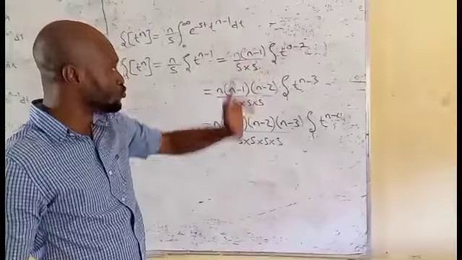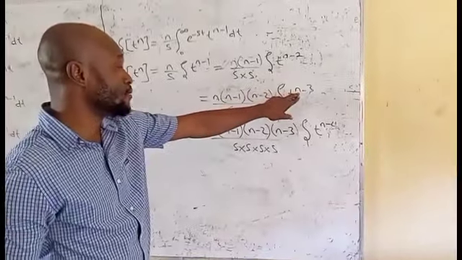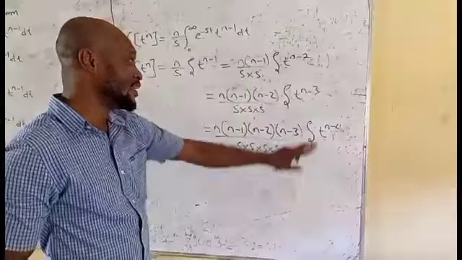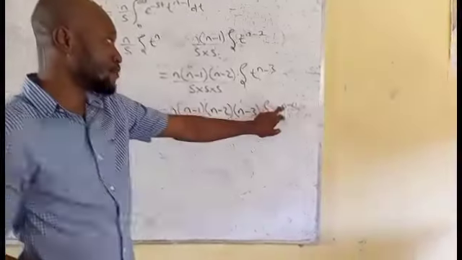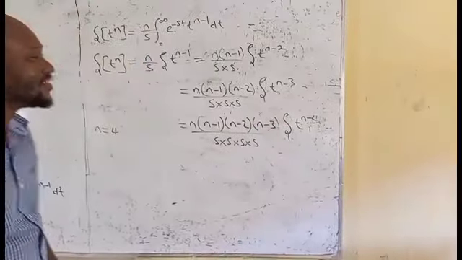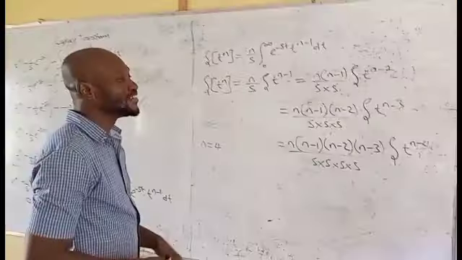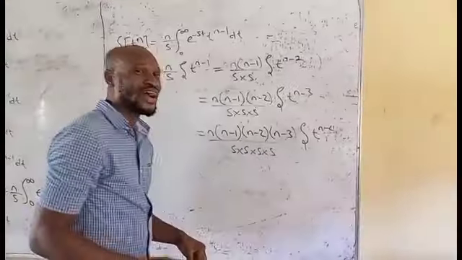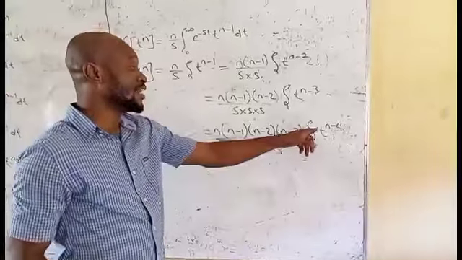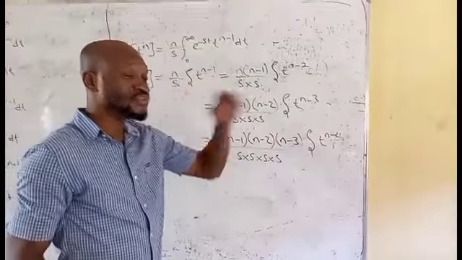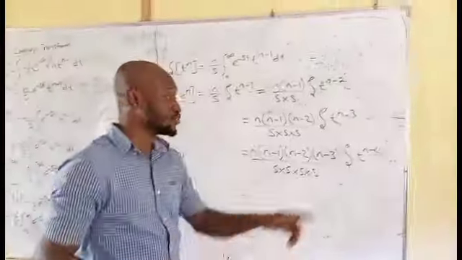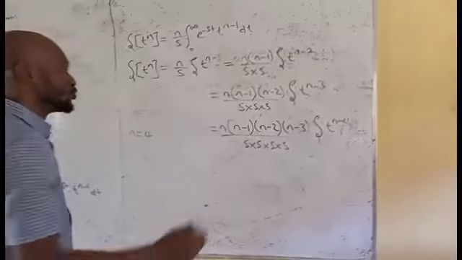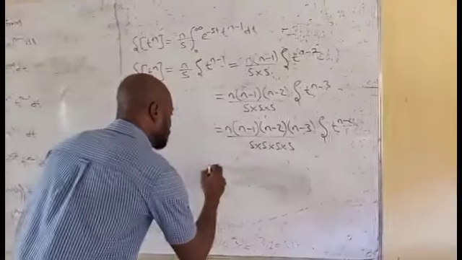4 minus 2 is what? 2. For here, 4 minus 3 will give you 1. Then for here, n, 4 minus 4 will give you 0. Are you getting it? 0. So t will now be t raised to the power of 0. And I said that anything raised to the power of 0 is what? 1.